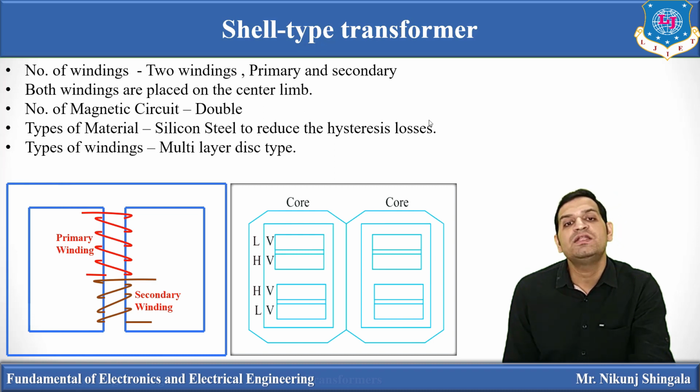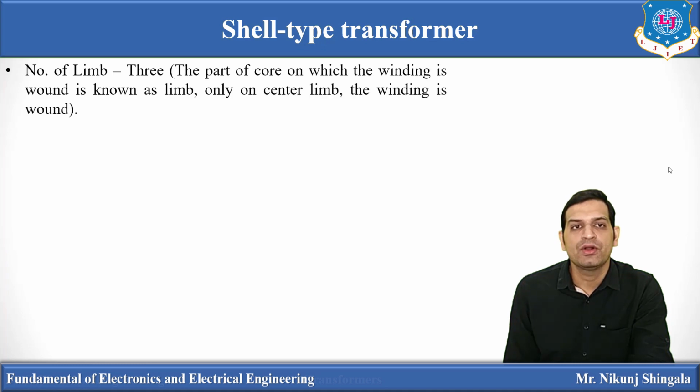Types of winding: multi-layer, disc type, and sandwich type windings are used over here. Primary winding, then secondary, then again primary, then secondary. Now, what about the limbs and yoke? It consists of three limbs. The windings are placed on the central limb.